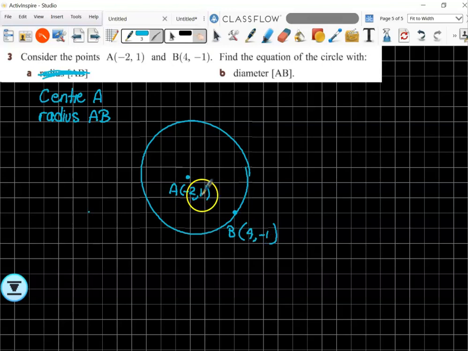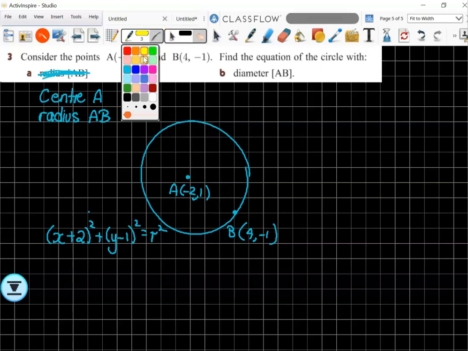So here's our centre. So straight away we can say that's X plus 2 squared plus Y take 1 squared equals your radius squared. And now you have a choice to make. Do you want to use Pythagoras' theorem to find the radius, or the distance formula, or do you just want to sub? What do you want to do? Sub. Me too. It's all about the sub.